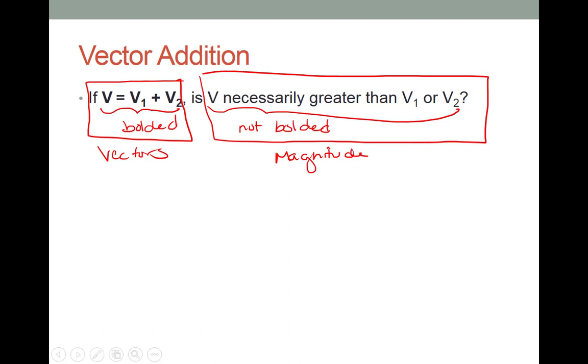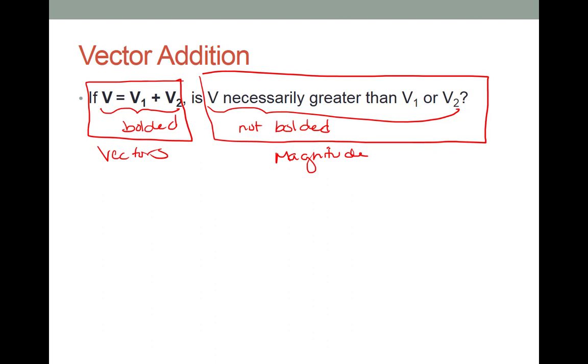And when typing in a book, it's really hard to put the arrows over the top. That's not normal typeface. But bolding is easy. So they use the convention that if a variable is written in bold, it's a vector. There you go. Okay, so if I have a vector v, which is v1 plus v2, does the size of v necessarily have to be greater than v1 or v2?